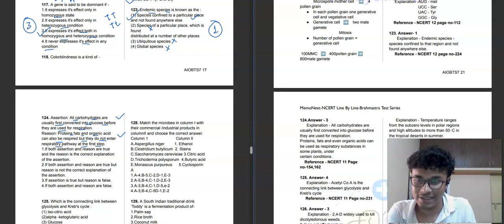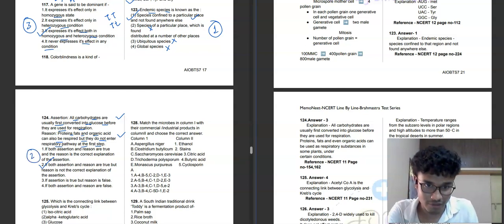But we can see that the reason does not explain the assertion, because the reason is given for protein, fat, and organic acid. It doesn't describe what carbohydrates do, why they get converted into glucose before they enter respiration. Basically, why this is firstly converted, it doesn't describe. It is just saying another thing, why proteins, fats, and organic acid can also be respired. So both the statements are correct, but the reason is not the correct explanation of the assertion. So second option will be our correct answer for this question.